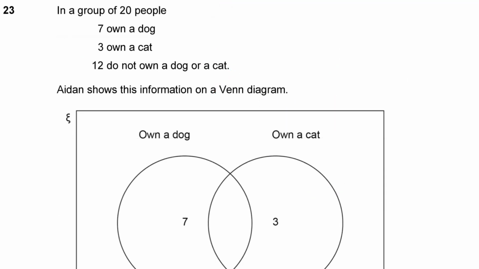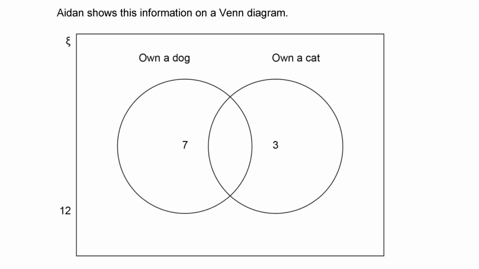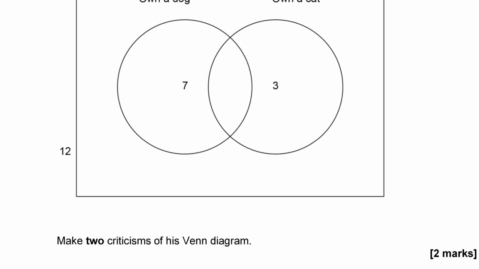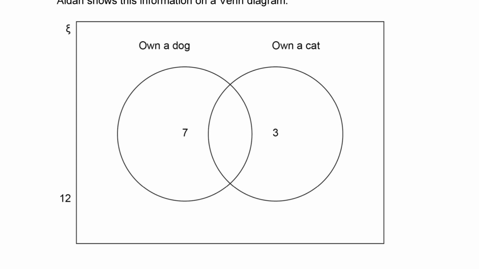Question 23. In a group of 20 people, 7 own a dog, 3 own a cat, and 12 do not own a dog or a cat. Aidan shows this information on a Venn diagram. Make 2 criticisms of his Venn diagram. Firstly, this and this are in the wrong place, aren't they? The universal set, that little squiggly E, should be written in the top corner here, not outside the box. The box represents everything, so everything should be inside the box.